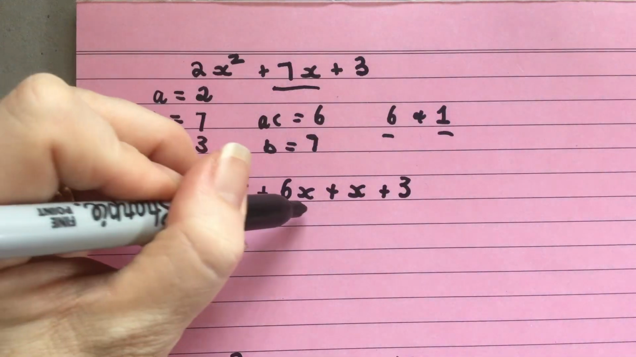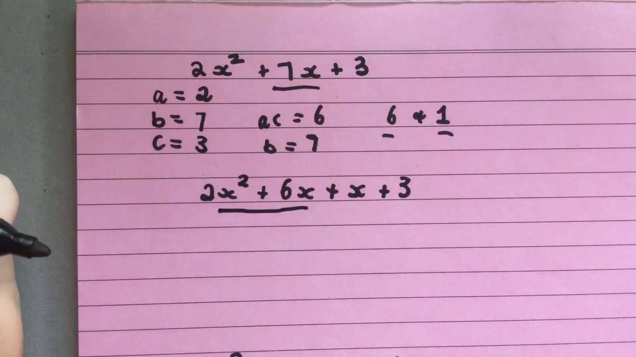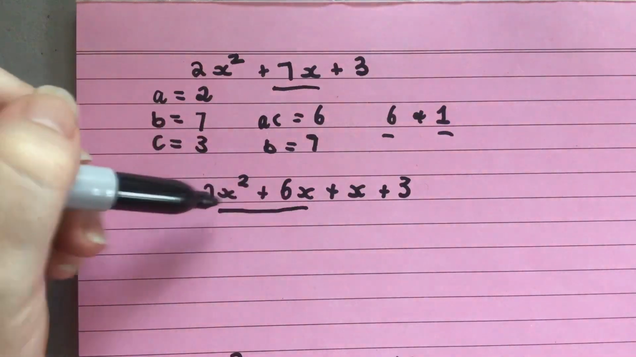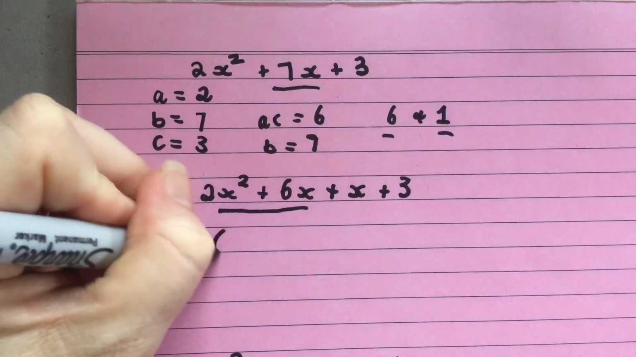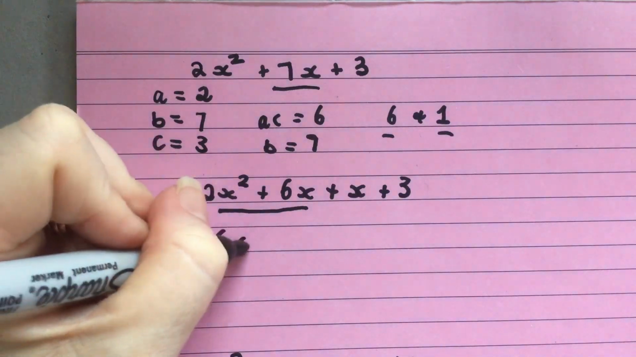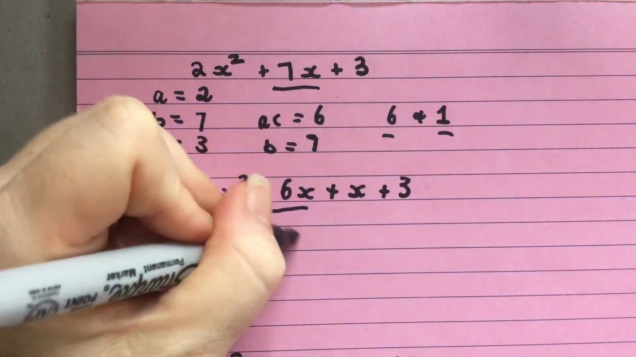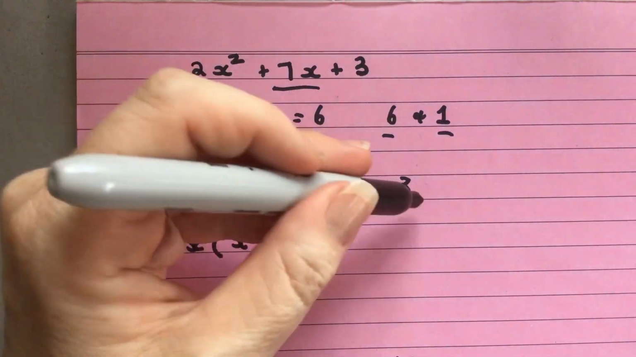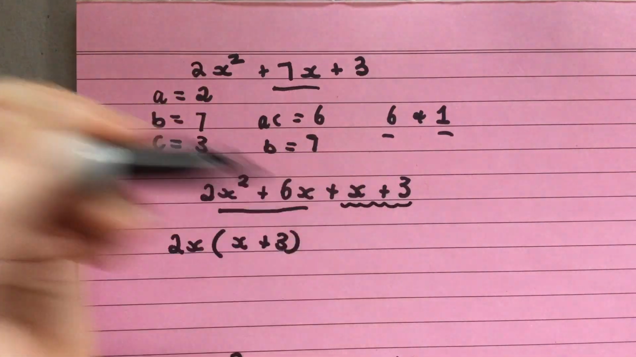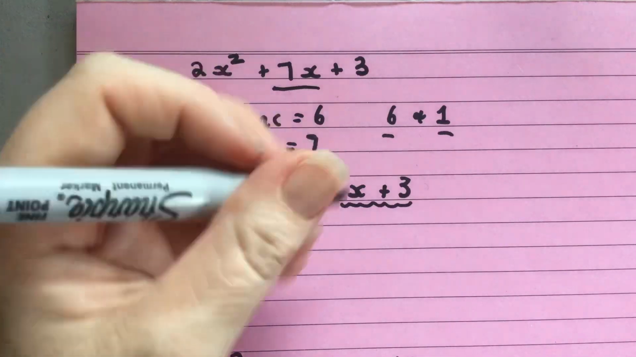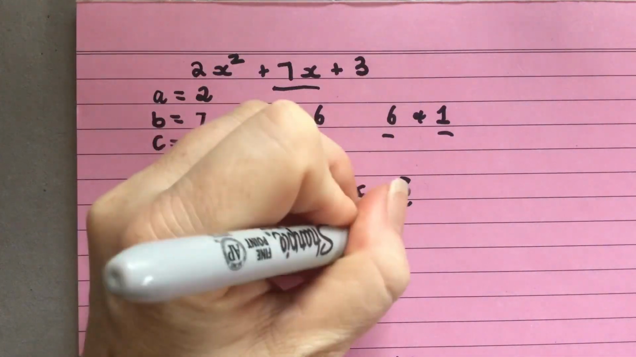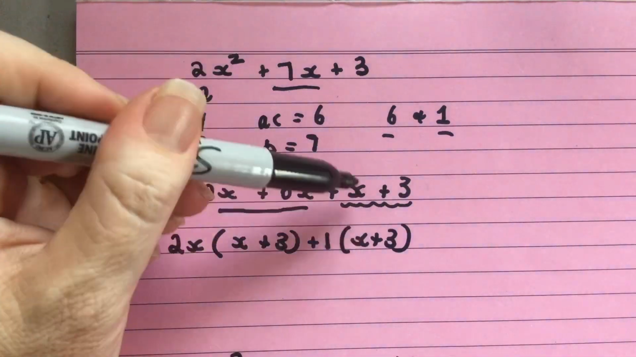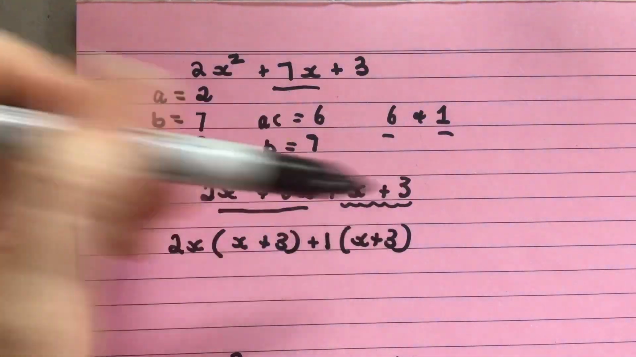Now I'm going to just look at the first two terms and factorise that. So I can see they have a common factor of x and a common factor of 2. So I'm going to bring a 2x out the front, and inside my bracket I'm going to put x plus 3. Now looking at my next two terms, they don't have any common factors, so I'm just going to write a plus 1 and then write what is there in the bracket, because 1 times x will give me x and 1 times 3 will give me 3.